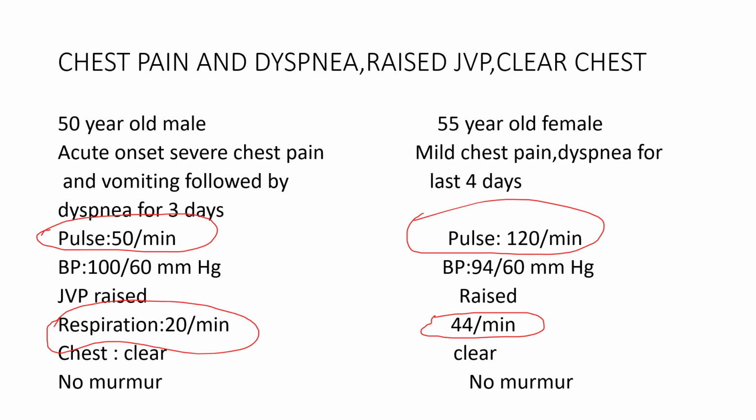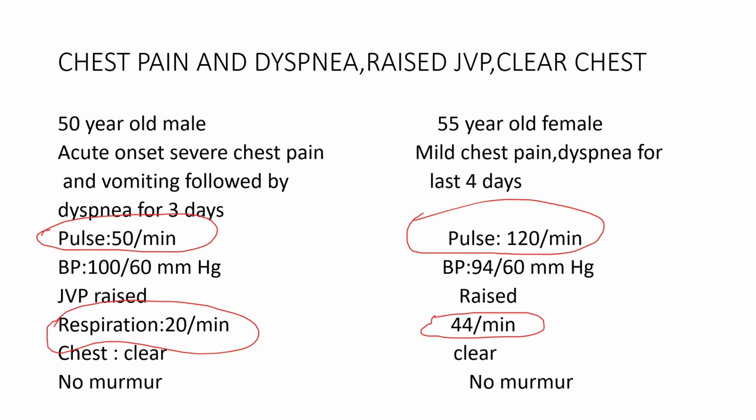illustrated by these two cases of chest pain with dyspnea, raised JVP, and clear chest. The first is a 50-year-old male who presents with acute onset severe chest pain and vomiting, followed by dyspnea for 3 days, while the second is a 55-year-old female with mild chest pain at the beginning, followed by dyspnea for last 4 days. Both have a raised JVP and clear chest with low BP.